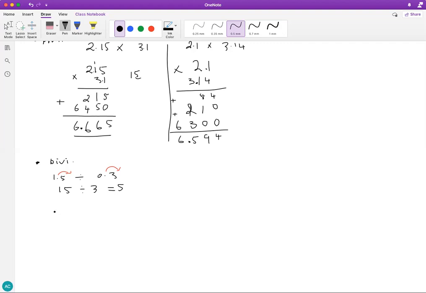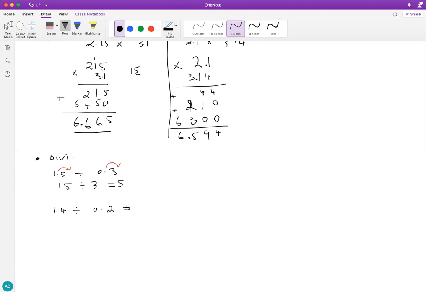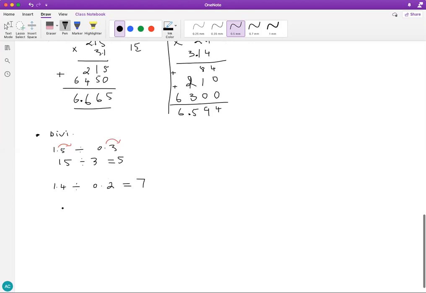Here's another one. Let's say 1.4. Again, you should be able to do this in seconds. What is 1.4 divided by 0.2? The answer is 7. That's right, 7. Simply by moving this, you think of it as 14, move this, that's a 2, you divide, you get your number right away.